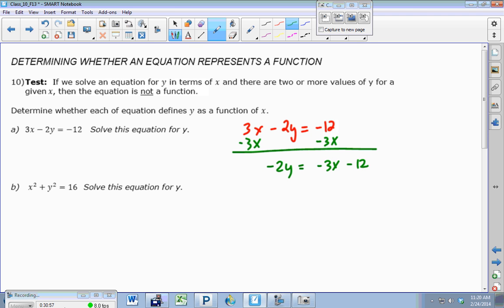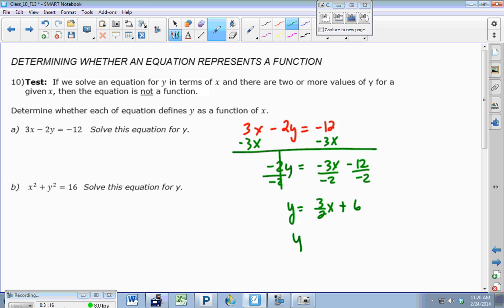And now you want to divide both sides by negative 2 to solve for y. So everything on both sides. So this gives you 1y, and this gives you 3/2 x. Subtract negative 6 becomes plus 6. Okay? So this is what you're more familiar with.